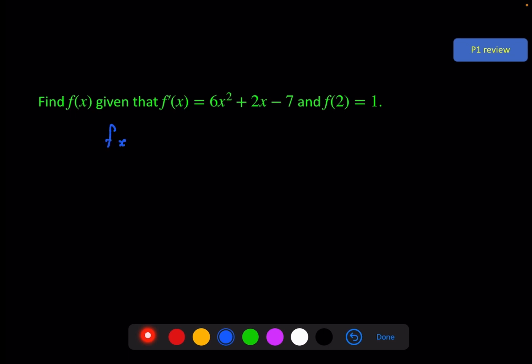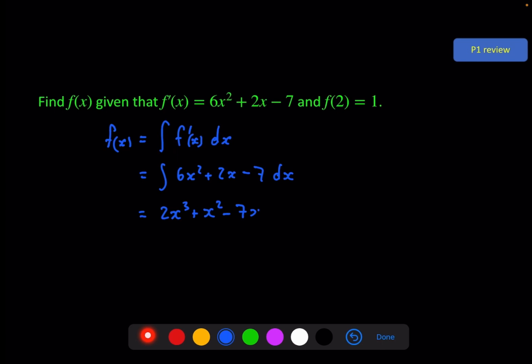So f of x is equal to the integral of the derivative of f of x with respect to x. So it's the integral of 6x squared plus 2x minus 7 with respect to x. And of course we do each of these terms separately. 2x cubed plus x squared minus 7x plus the constant of integration.